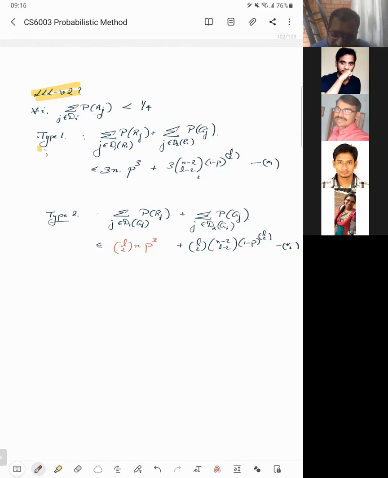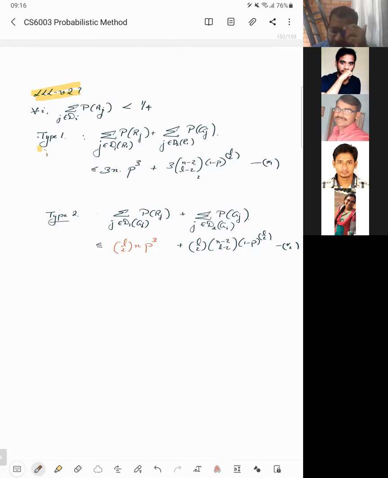This addition will give you 3n times p cube, and the number of type 2 events on which it may depend on is 3 times (n minus 2) choose (L minus 2), 1 minus. So from this, if you simplify this, it is possible to identify a P, and in fact, here you only need to identify a P, because unlike the B3, you don't have these extra unknowns X and Y. You can actually identify a P to satisfy this inequality.